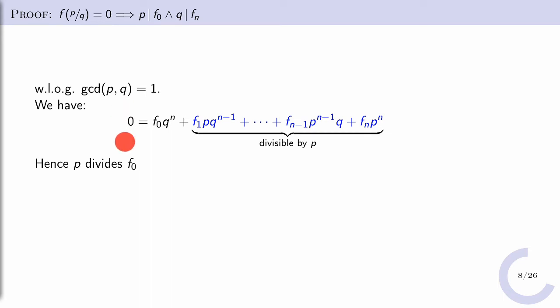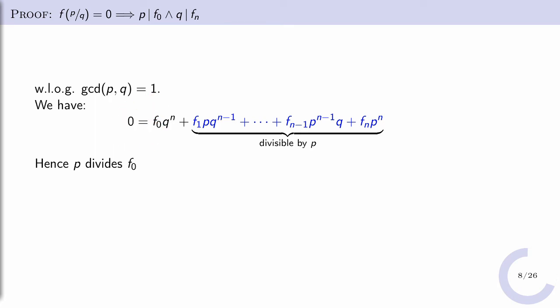0 is clearly divisible by p. So it follows that this term must be divisible by p. But for this term to be divisible by p, when q and p are relatively prime, the only possibility is that f0 is divisible by p. So because p and q are relatively prime, this is divisible by p, this is divisible by p, so f0 must be divisible by p.